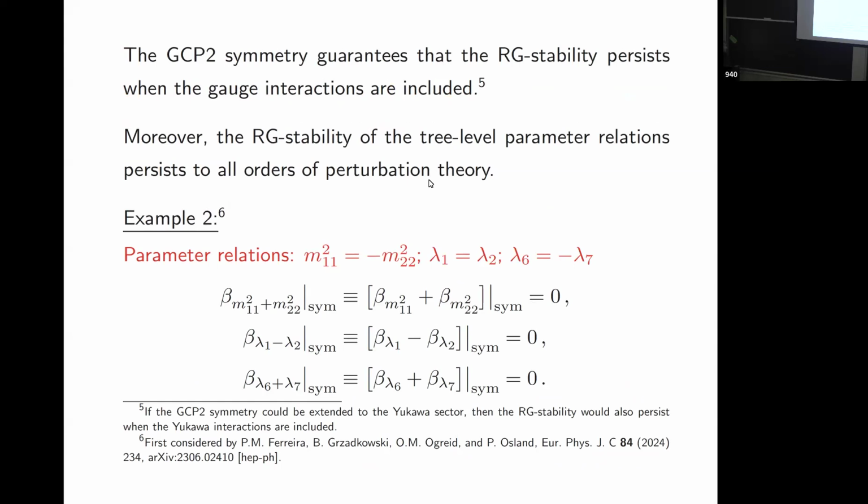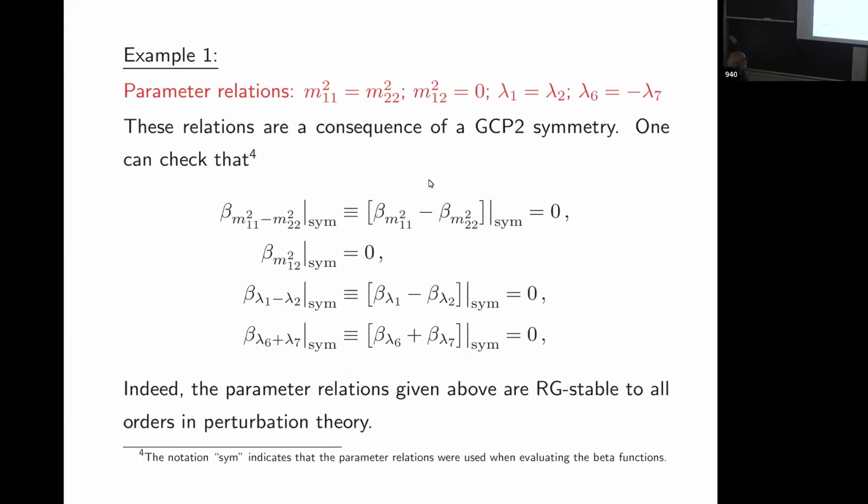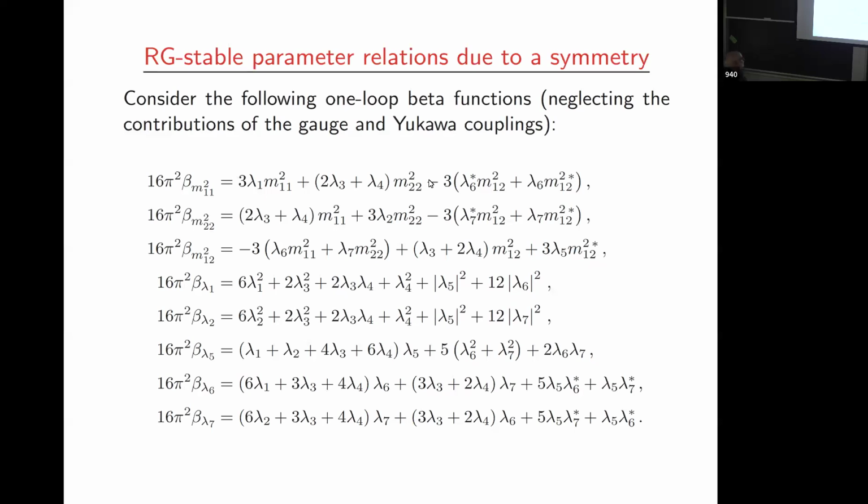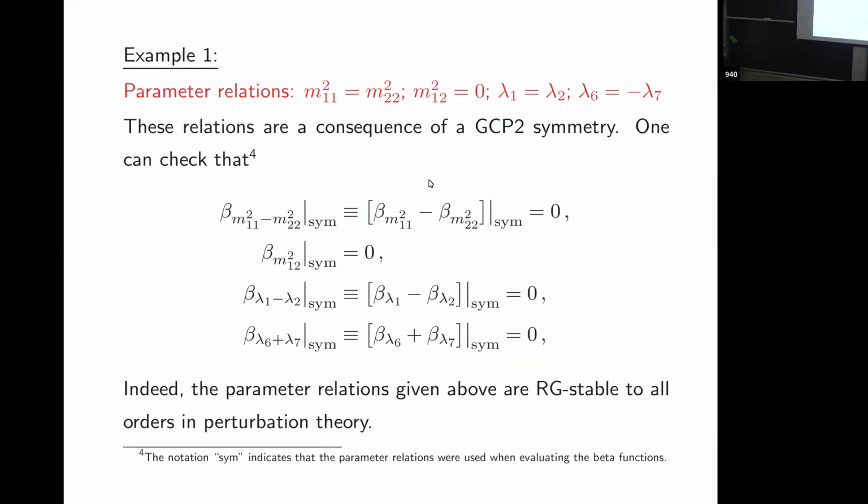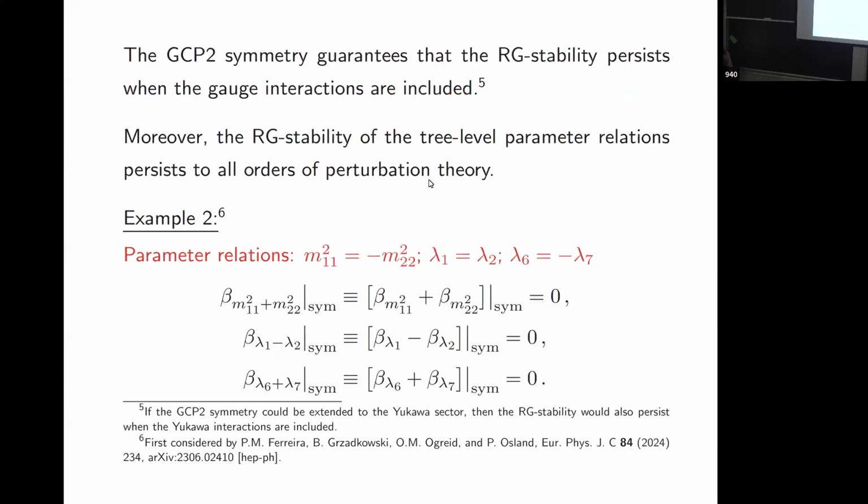That RG stability is guaranteed by the GCP2 symmetry. And in fact, it persists when gauge interactions are included. Here I've just written the contributions of the scalar potential. In the full 2HDM, there are gauge contributions, there are Yukawa couplings. So you can put them all in and check that these relations don't change. And moreover, the RG stability is guaranteed for all orders of perturbation theory because of the symmetry.